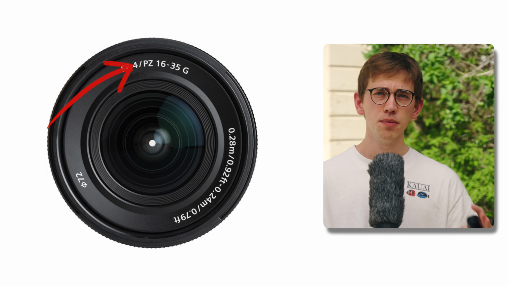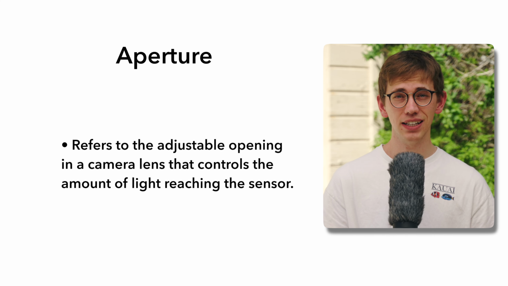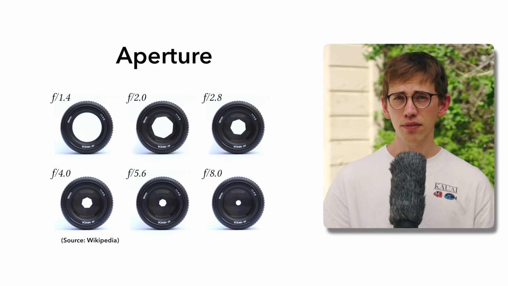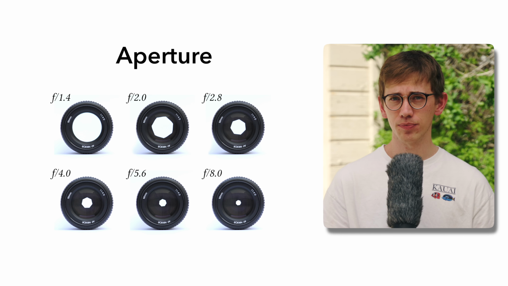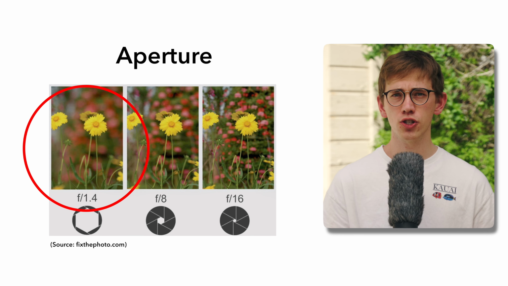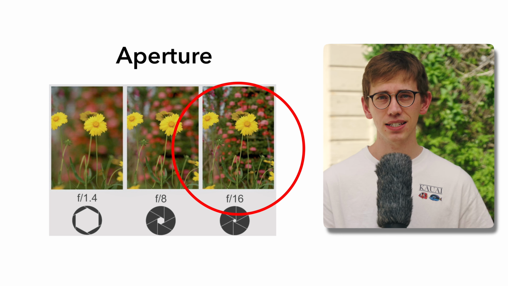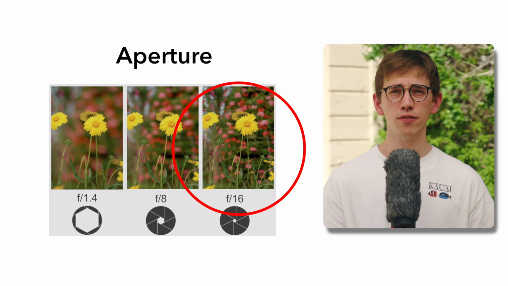But the next number before the slash is your aperture. It controls how much light the lens lets in. Lower F number means a wider aperture. That gives you more light and more background blur, also known as shallow depth of field or bokeh. High F number means less light and more of your image in focus.